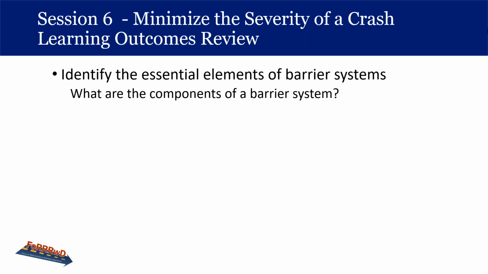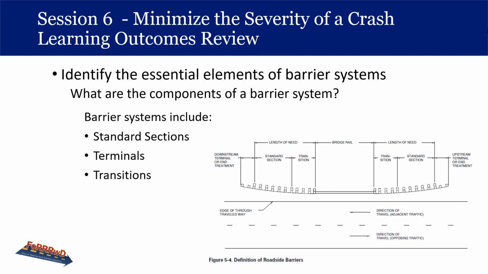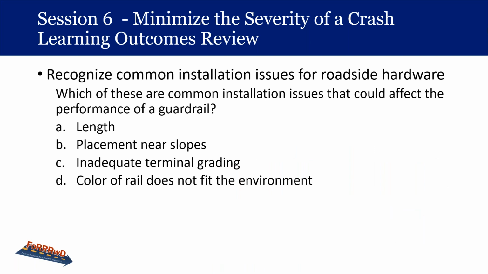And what are the components of a barrier system? I think I need to go quickly through these so I give time for Dirk. So the different barrier systems include standard sections, terminals, and transitions. And which of these are common installation issues that could affect the performance of the guardrail? Length, placement near slopes, inadequate terminal grading, or the color of the rail that does not fit the environment. Okay, so it's the first three. The color of the rail may be an issue in some areas like national parks, but it would not affect the performance.